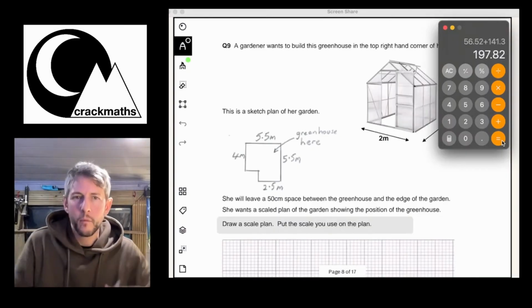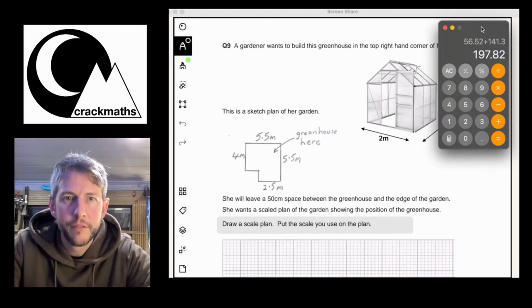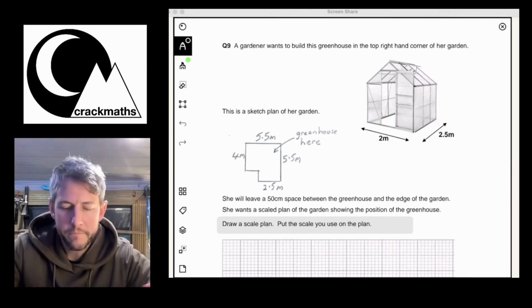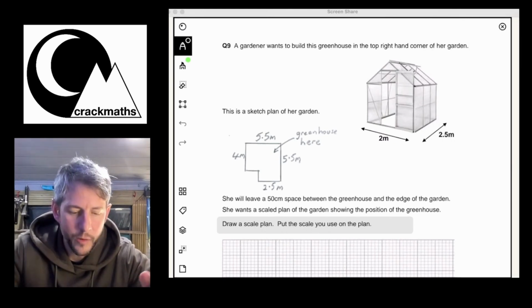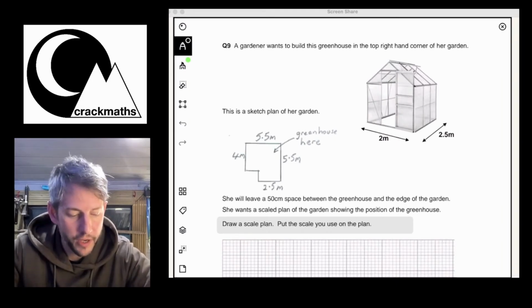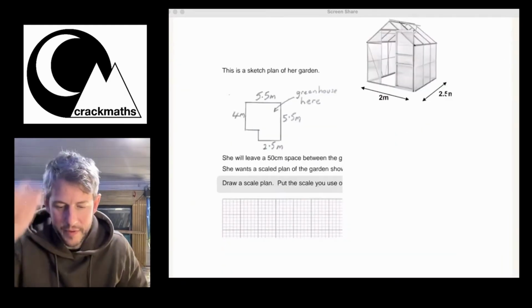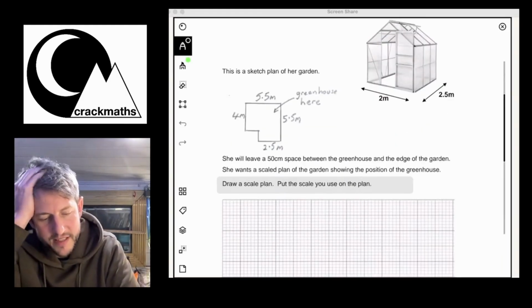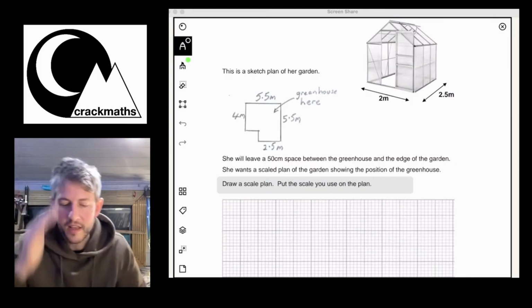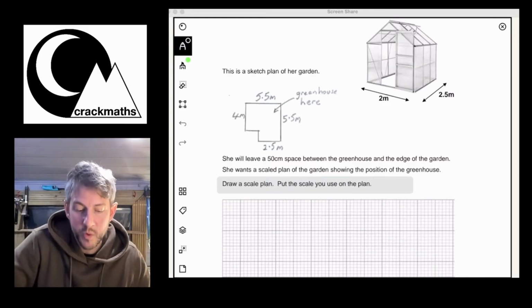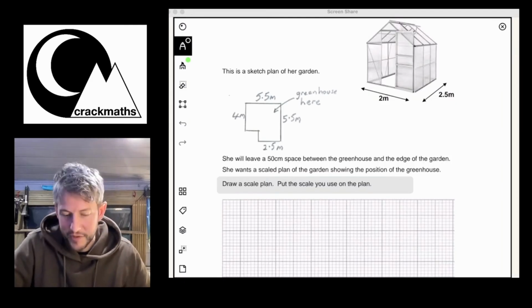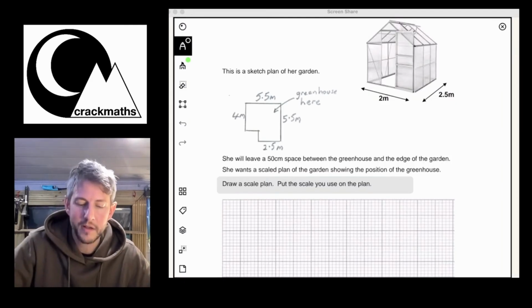Right, question 9. I don't know if I need my calculator for this. Let's have a look. But here we go. We've got a gardener who wants to build a greenhouse in the top right-hand corner of her garden, 2 meters by 2.5 meters. Here is a sketch plan of her garden. This is nice. So here we go. 5.5 meters, 4 meters, 5.5 meters, 2.5 meters. She will leave a 50 centimeter space between the greenhouse and the edge of the garden. She wants a scaled plan of the garden showing the position of the greenhouse.